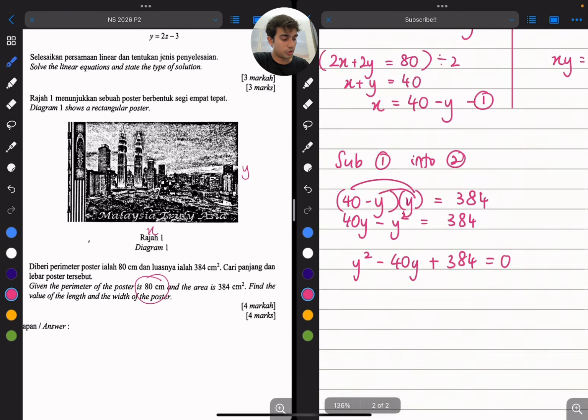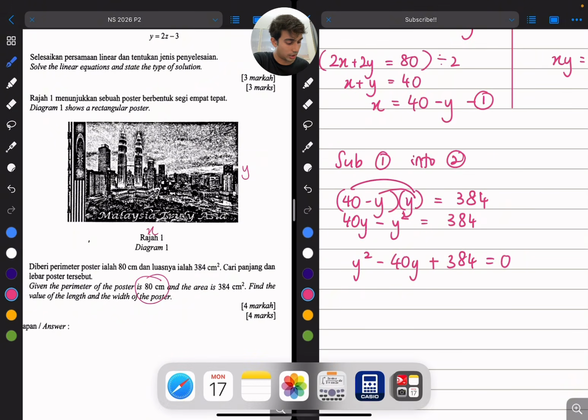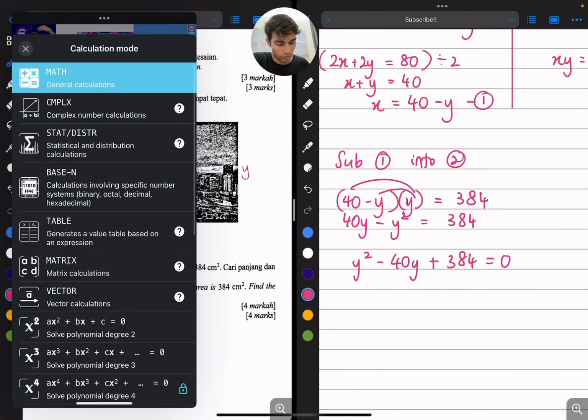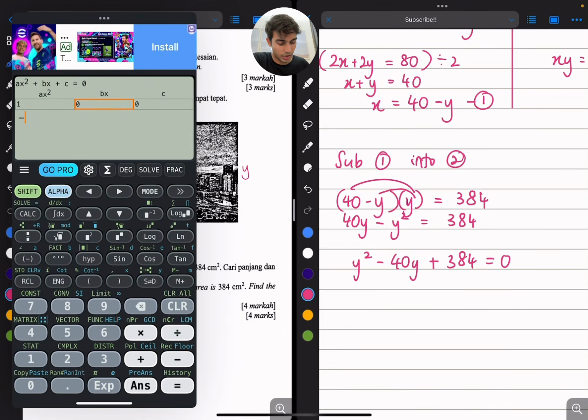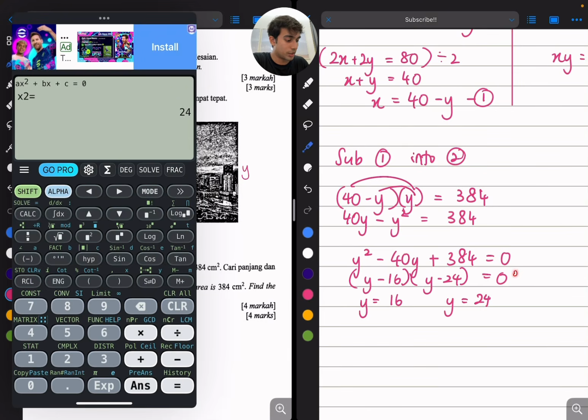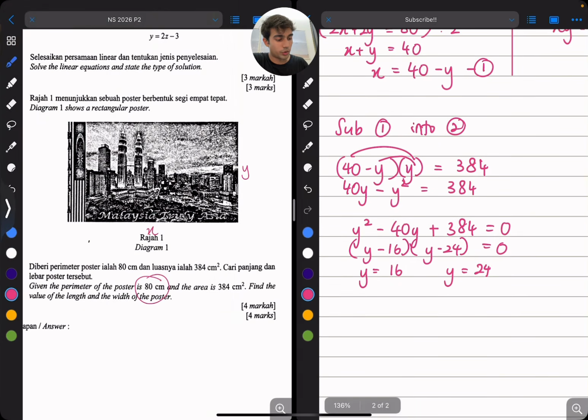It's nice to have the a as positive, so it's easier to factorize. Then we can just use our calculator to factorize this. So we go to polynomial. A is 1, B is negative 40, C is 384. So we get y is 16, y is 24. Don't forget to show working. So working is you have to put this into the bracket. And also don't forget the equals to 0. Most students, I don't know why they forget this. Right, so y is 16 or 24.